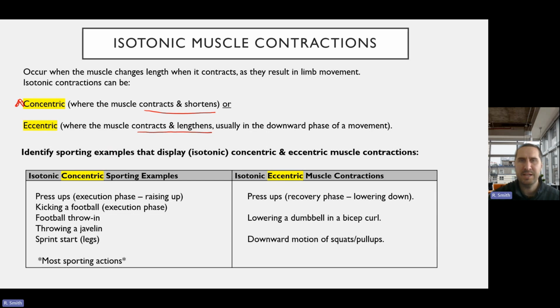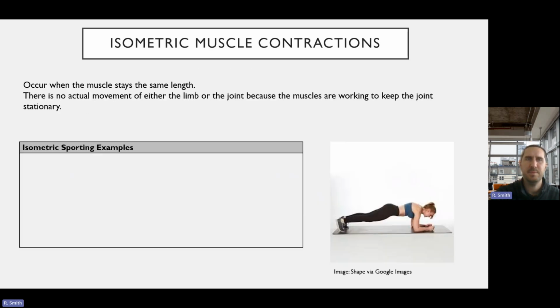When we look at isotonic eccentric, typically this is the lowering phase. So lowering in a squat, lowering where you've been doing some pull-ups, a press up on the way down, so the recovery phase. So the agonist is still the same muscle as if it was isotonic concentric, but the big difference is that the muscle is relaxing. Okay, it is lengthening, even though it is working. Still contracting, even though it lengthens.